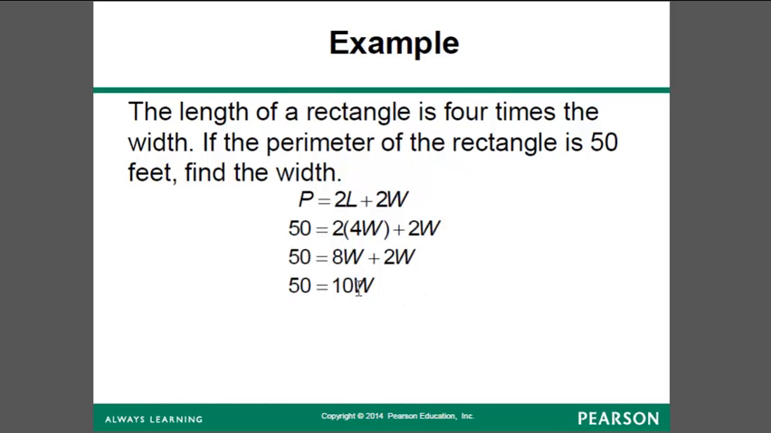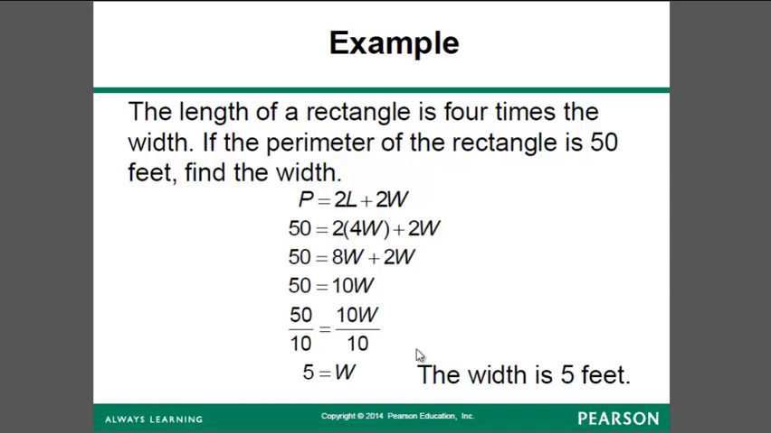I need to solve for W, so this is 10 times W. The opposite of multiplication is going to be to divide both sides by 10. When I do that, 50 divided by 10 will give me 5, and these 10s cancel each other out. Therefore, the width is 5 feet. Now I can check myself by plugging in a 5 for this W and a 5 for this W, and seeing if I end up with 50 on the other side. It's always good to check yourself out.